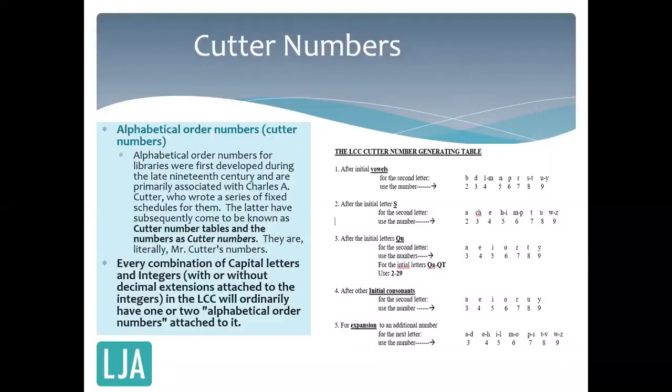Every combination of capital letters and integers or numbers, with or without the decimal extensions attached to them, will ordinarily have one or two alphabetical order numbers attached to it. In other words, for everything you do in terms of creating a call number, once you get that base call number from LCC, then you're most likely going to add that cutter number. And it looks something like this. There's a little table that actually tells you, and we're going to go through this table and spend some time with it next week. But there's a little table that tells you exactly what to do with things. We'll talk more about this next week, but just to see what it looks like.